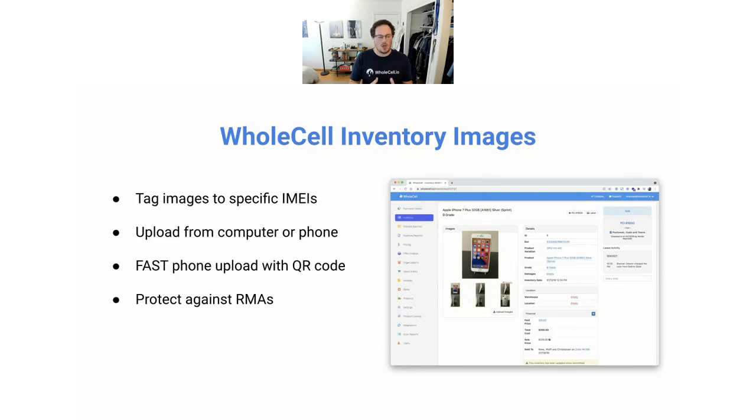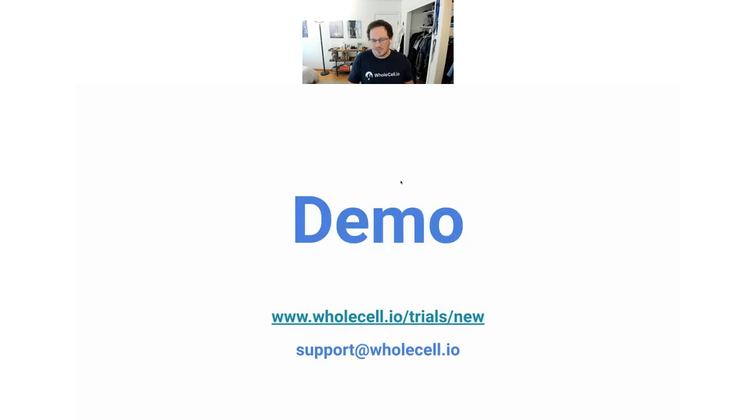And it's finally an organized way to have those images, so they're tagged and tied to the device in your inventory system. So you can look up the IMEI of the device, find it in your inventory system, and get the images of it when it went through your system. So those are WholeCell inventory images. And since this is a very visual thing, I'm going to jump right into a demo of it.